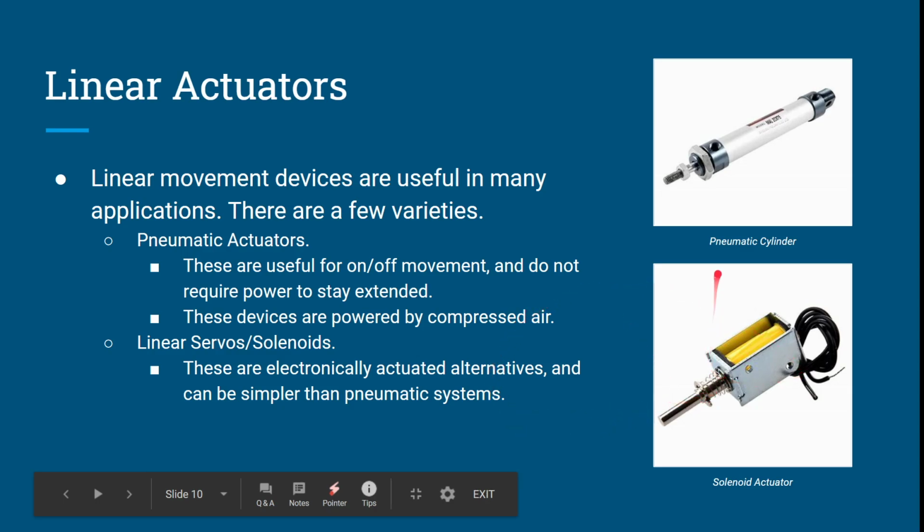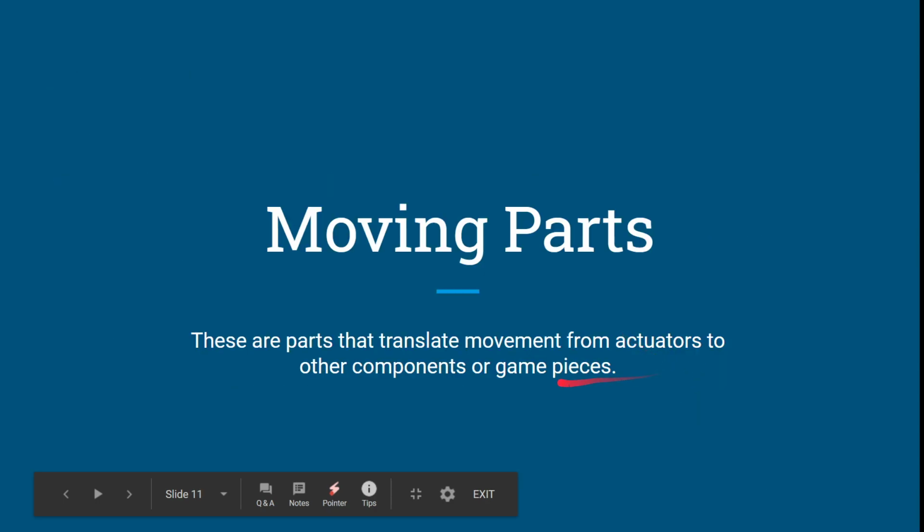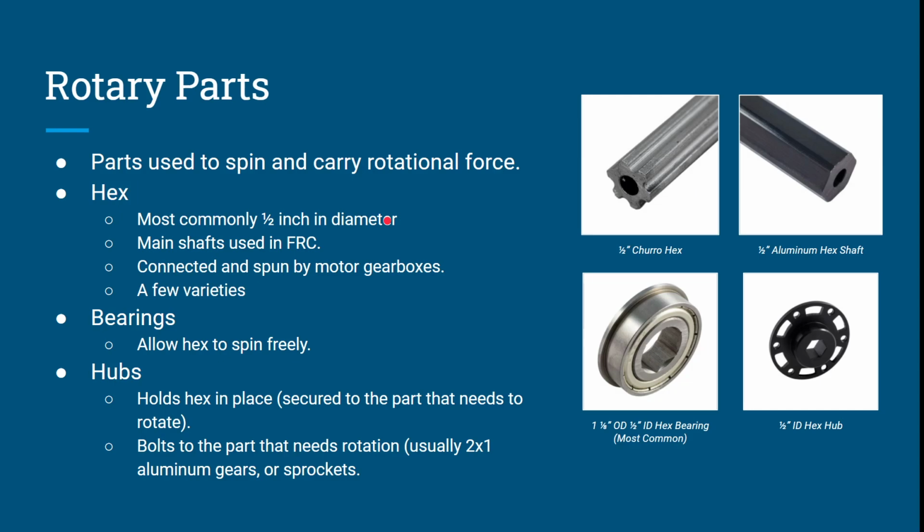So they can be simpler, right? They require a lot of current to operate, and they just move in and out. Pretty cool. All right, now we get to moving parts, which translate the movement from the actuators that you just saw into a usable force. So first we have rotary parts, which spin. That's in the name, but yeah, they spin.